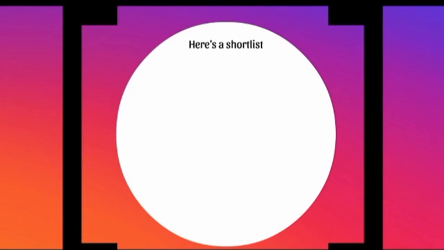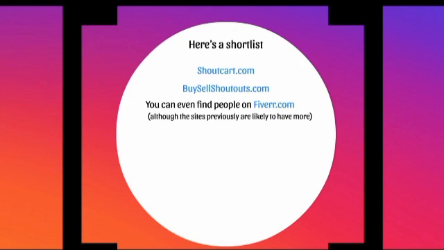So let's talk about a short list of where you can go to actually do this. You can go to shoutcart.com and pay people money. The nice thing about this is you can come here, you can find people specifically targeting specific demographics and specific interests and specific hobbies. You can go to buysellshoutouts.com. You can even go on fiverr.com.